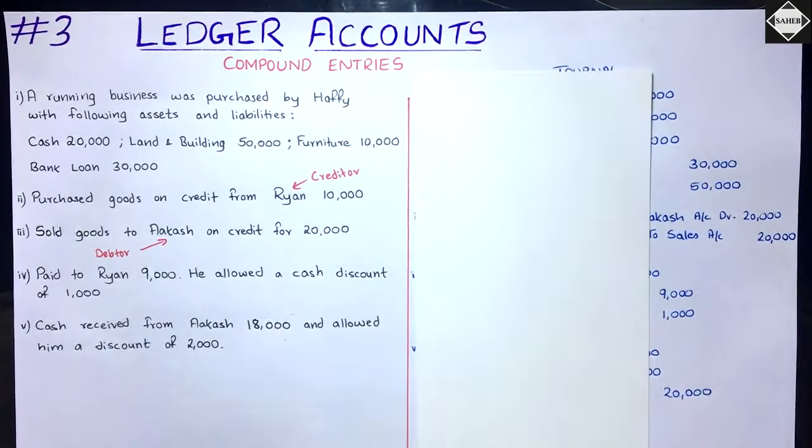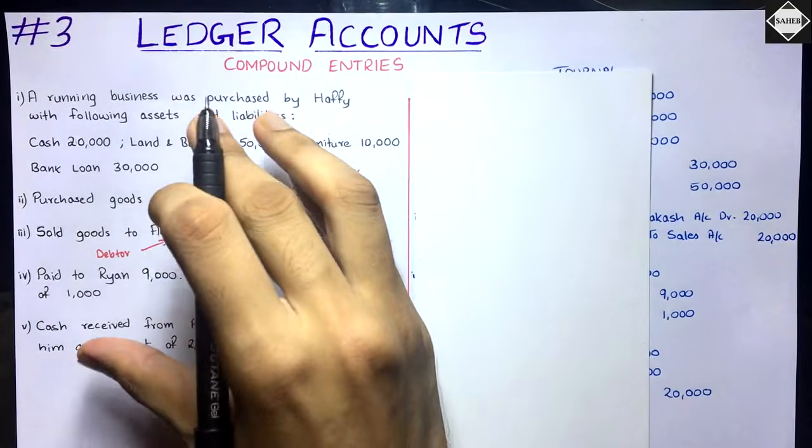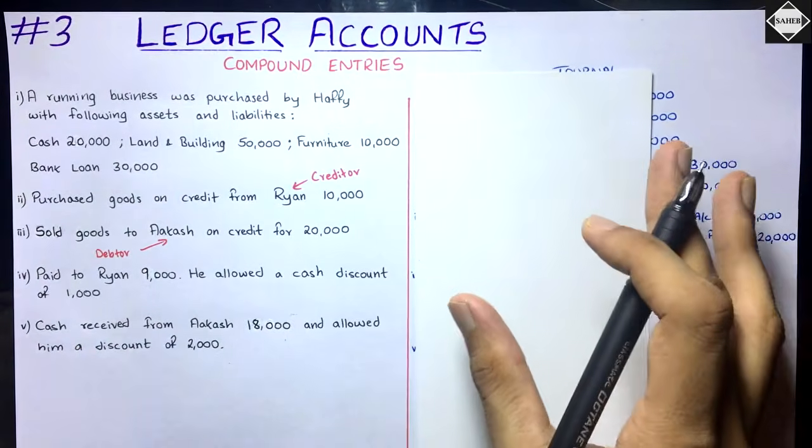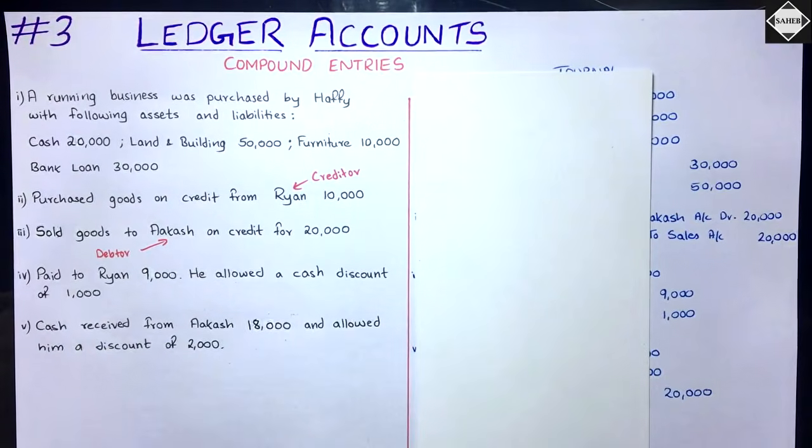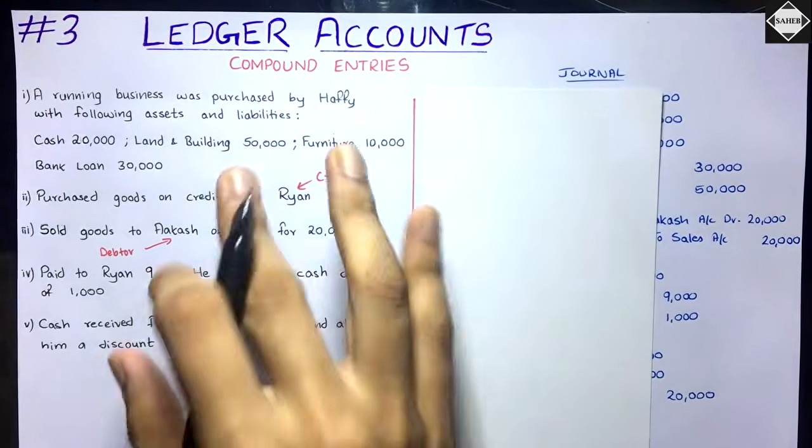Now let's take this practical question and understand how we are going to pass the journal entries and then post them into the ledger accounts. Right, let's start. Now see, here we have the question.